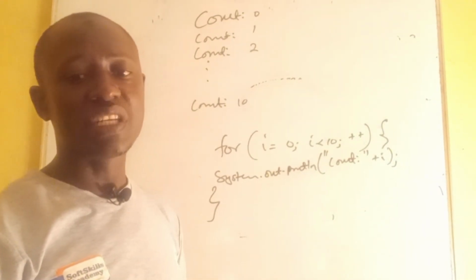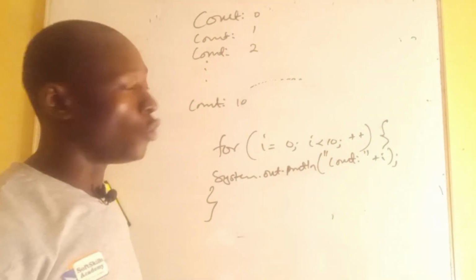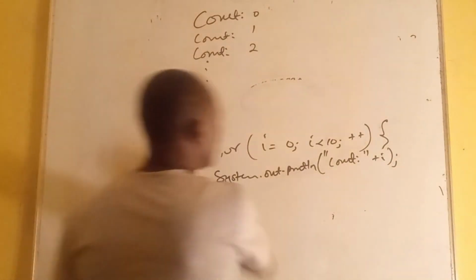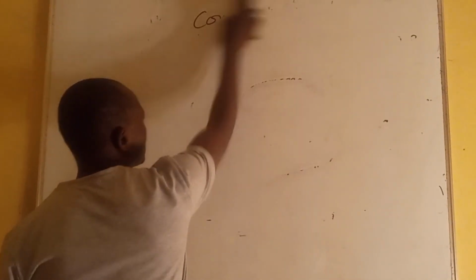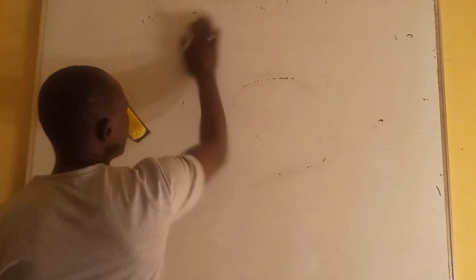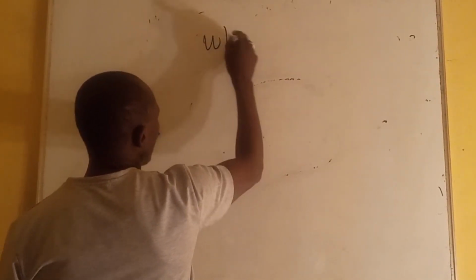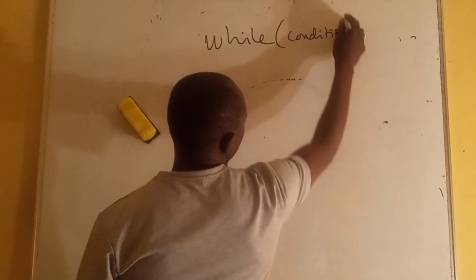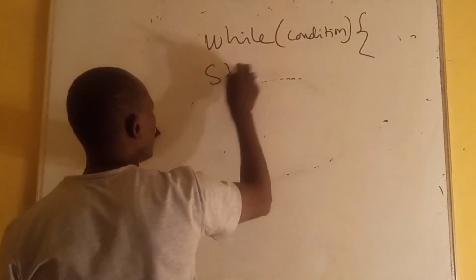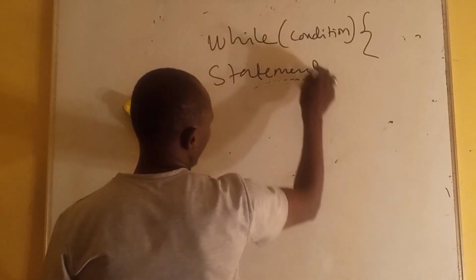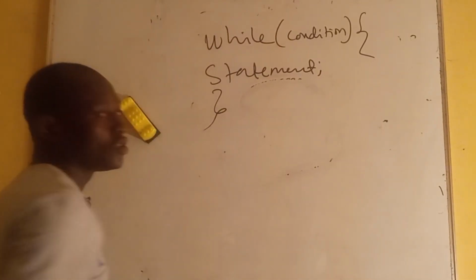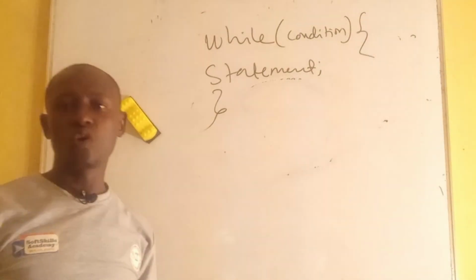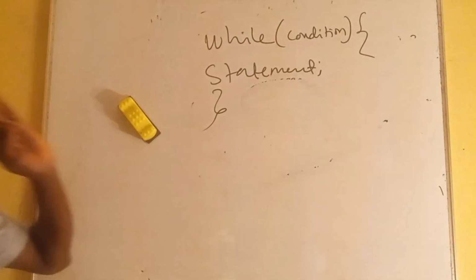Are we together? So the next one is the while loop. Here is while, condition, then the statement. The syntax for a while loop is: while condition, then followed by statement. So this is what it's doing here. Are we together? While condition followed by statement.